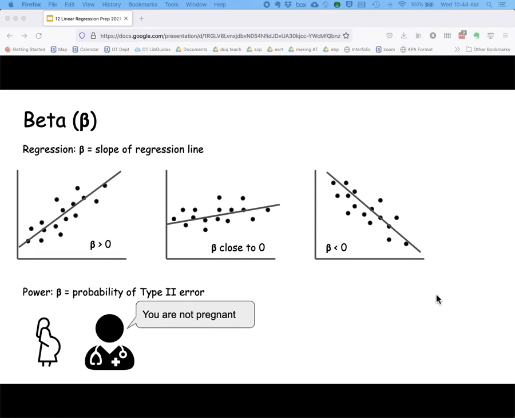Beta is the slope. And unfortunately, beta shows up in more than one place in statistics. So you may have seen beta described as power, the probability of a type 2 error. This is not that beta. The beta we're talking about is the slope of the regression line. So the steeper your line, the bigger your beta is. R squared is always between 0 and 1. Beta can be any value.